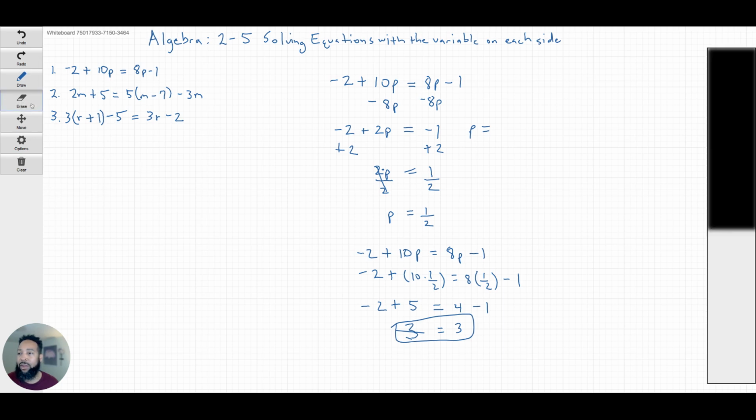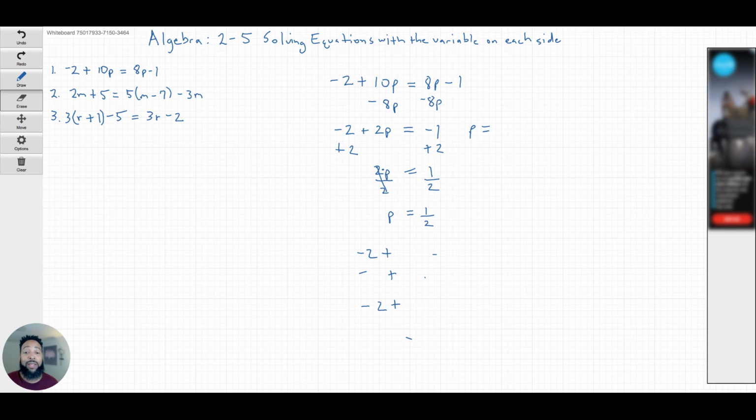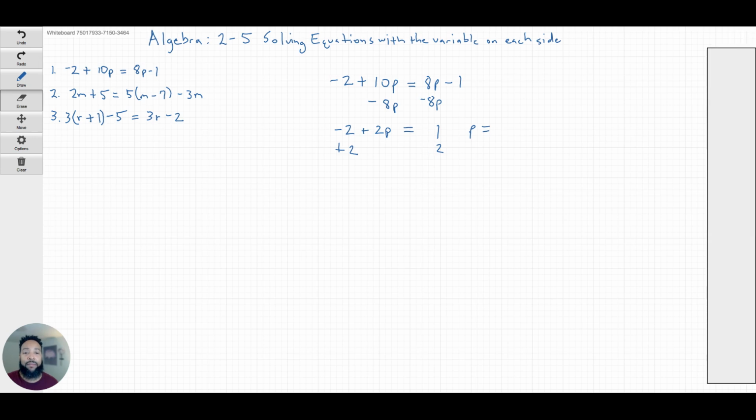All right, so let's try another problem. Now, sometimes when you're dealing with these variables, you don't always get a perfect solution. Sometimes there's no solution. Sometimes the solution is all solutions, meaning you can place all numbers in here, and whatever you put in for your variable is going to be your answer. And I'll show you that in a second.